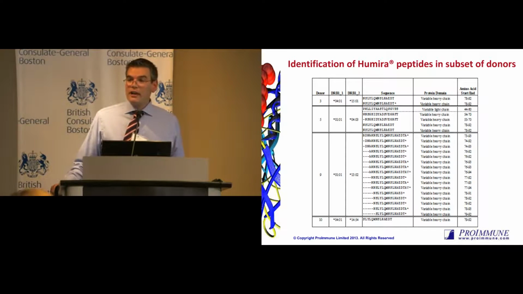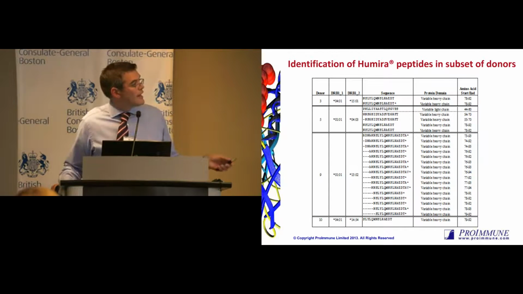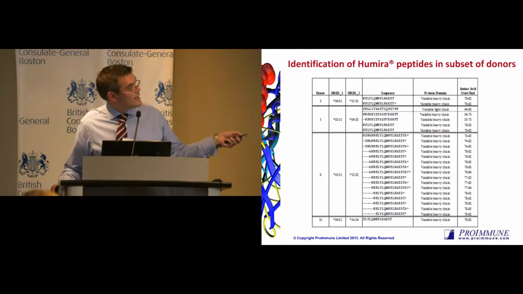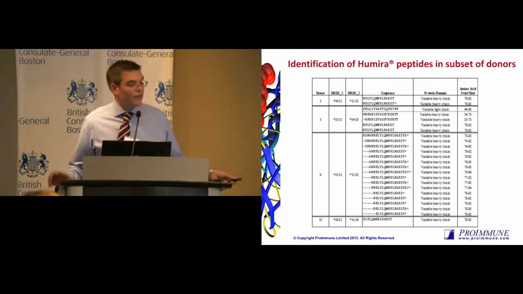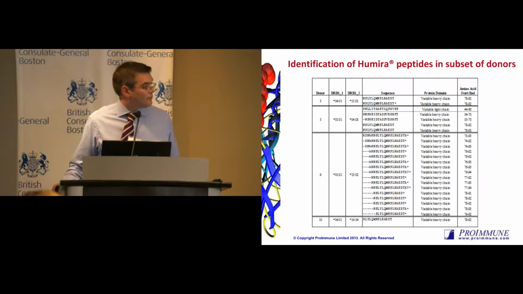The majority of those are housekeeping proteins. But from Humira itself, you identify specific sequences that can either be discrete, or they can be from several different regions. So for this donor 5, we've identified it from 3 different regions, the light chain and 2 sequences from the heavy chain. And for this particular donor, a very large number of slightly different overlapping sequences.